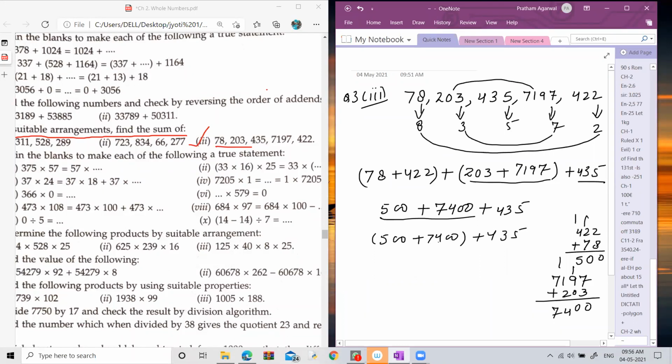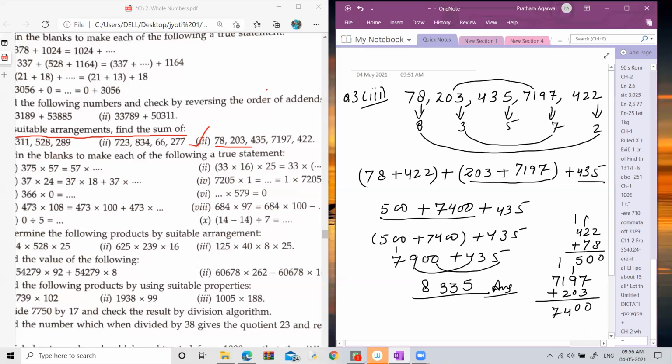Now add 500 with 7,400. How much will you get? 7,900. Now at last you will get only 2 numbers. Now again add 435 with 7,900. Add the ones place digit, it gives you 5. Then add 3 with 0, tens place digit, it gives you 3. When you add 9 with 4, hundreds place digit, it gives you 13. So 1 carry and write down the 3, and 7 plus 1, 8. So this is your final answer. Okay, I hope it is clear.